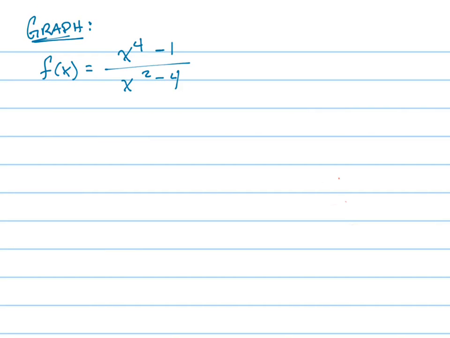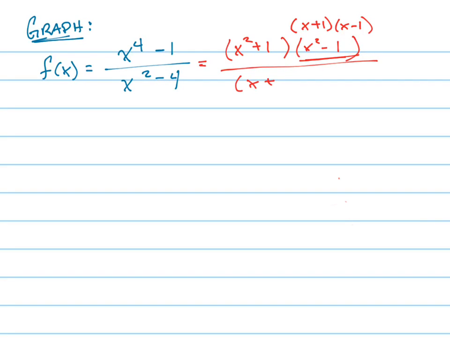All right, we're going to graph this rational equation. The first thing to do always, if you can, is to factor, and this does factor. It factors into x squared plus 1, x squared minus 1, and this factors into x plus 1 and x minus 1. It's good to know those things. The denominator factors into x plus 2 and x minus 2.